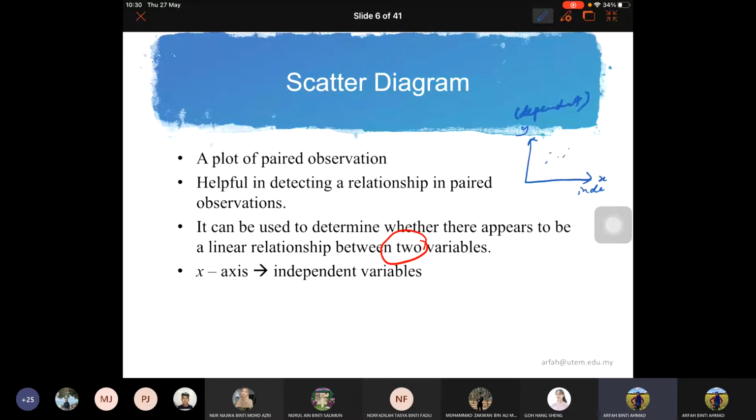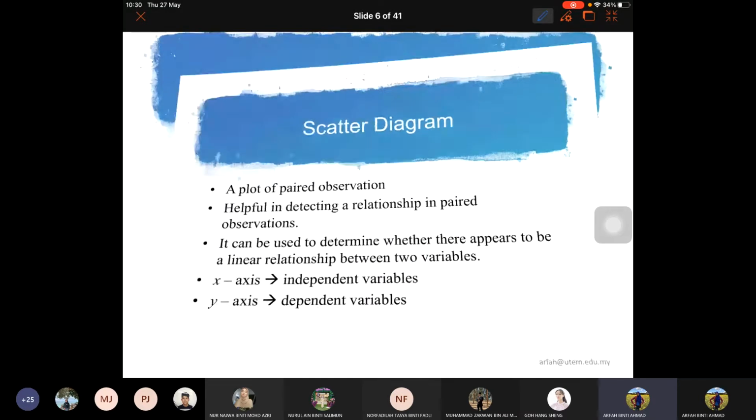So kita akan plot and see. So ini sebenarnya dalam chapter berapa? Hari tu kita ada buat chapter 1. Tak silap saya. Okay. So Y-axis will be your dependent variable.